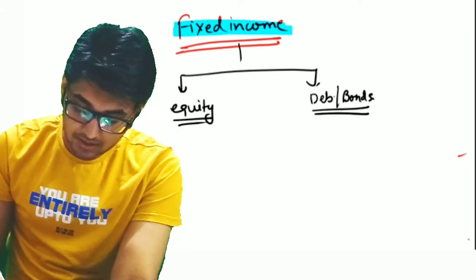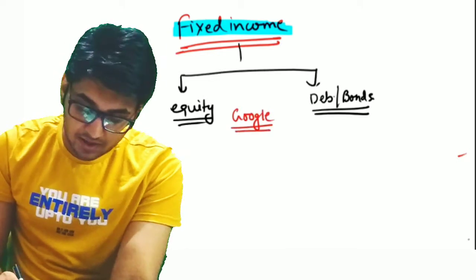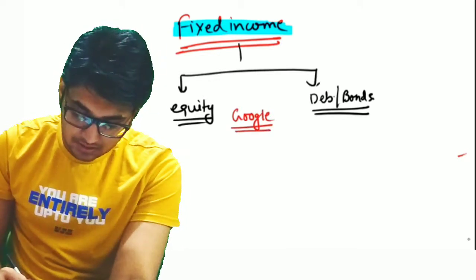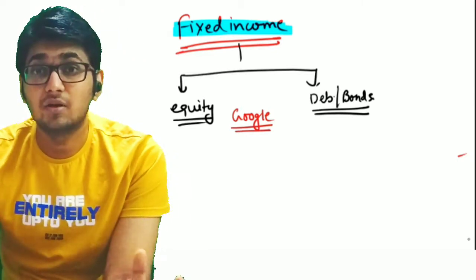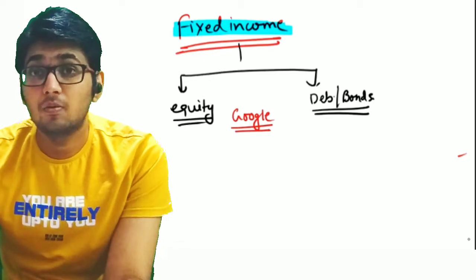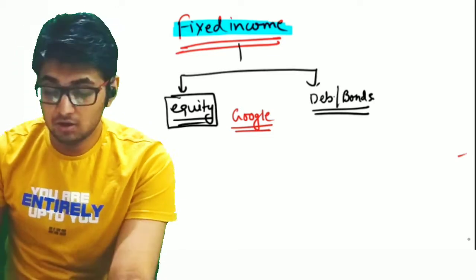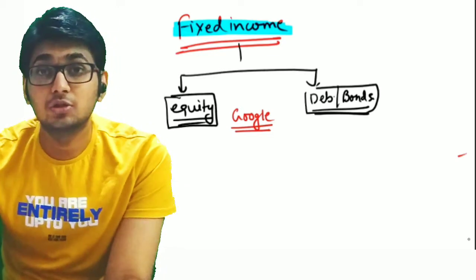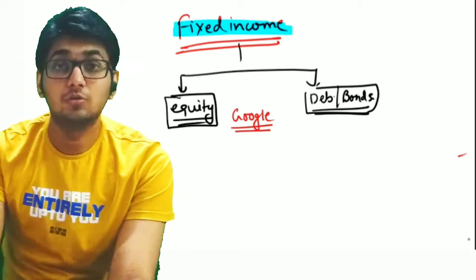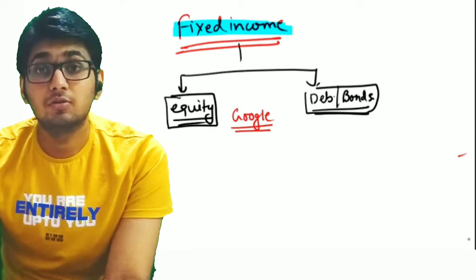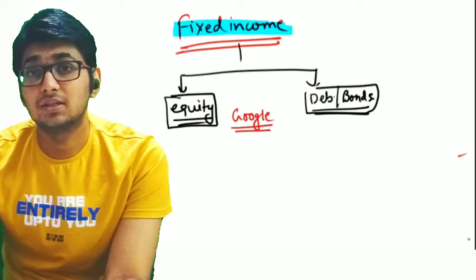Suppose there is a company named Google. Now you have $100 in your pocket. Try to listen carefully: you have $100 in your pocket, and Google has its equity share trading in the market. Along with that, Google has also issued bonds in the market. Now it's up to you where you want to invest your $100. You can invest your $100 in equity, or you can invest your $100 in fixed income.